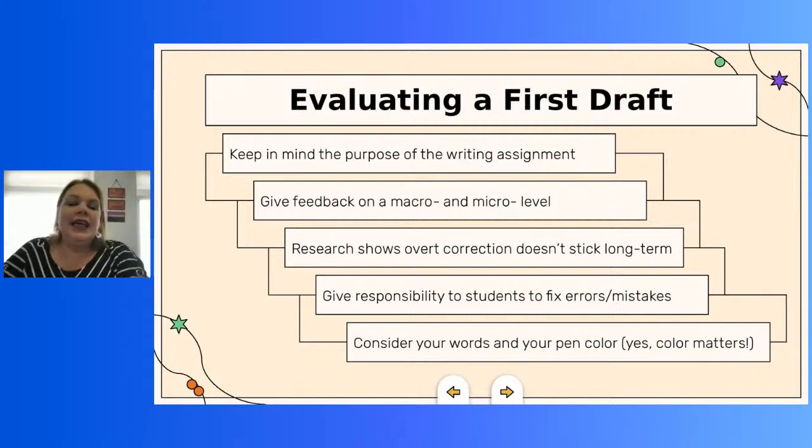Give responsibility to students to fix errors and mistakes, and consider your words and your pen color. I know this sounds a little superficial, but color matters. There are studies that have been done about red pen and the negative effects it has on students. So I think if we can choose a color other than red, that's a good idea, yeah?